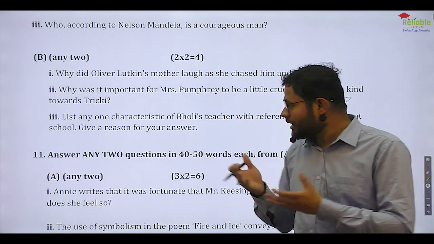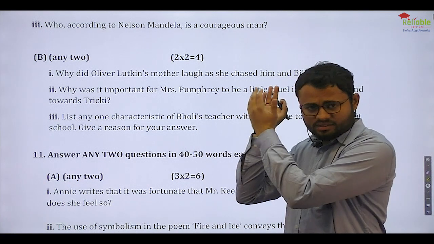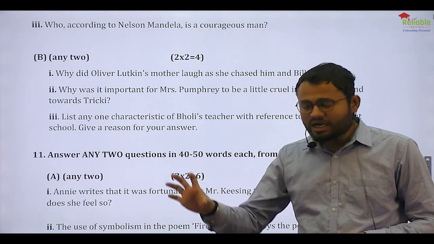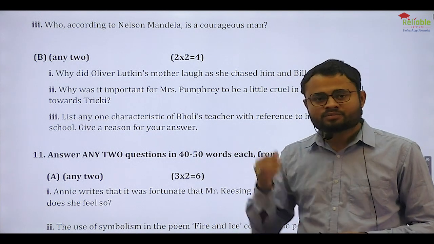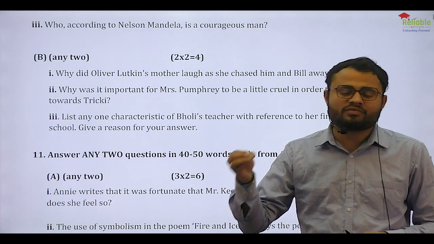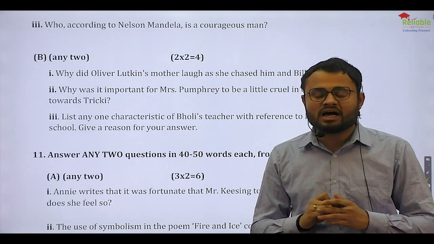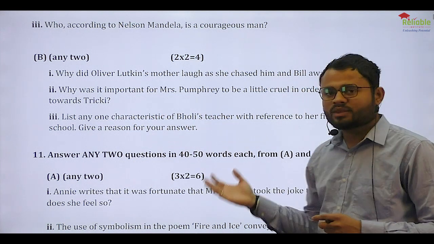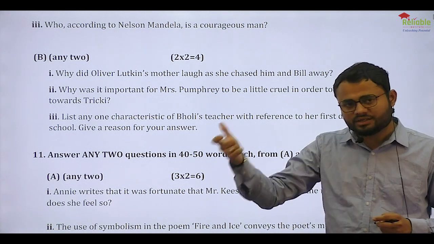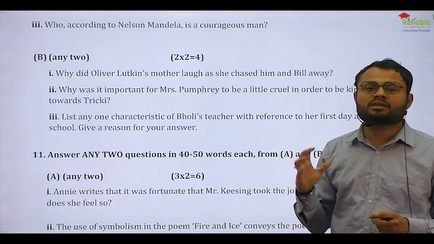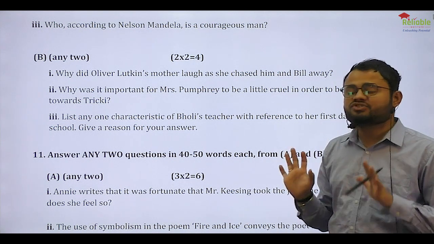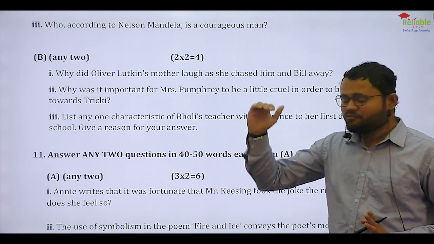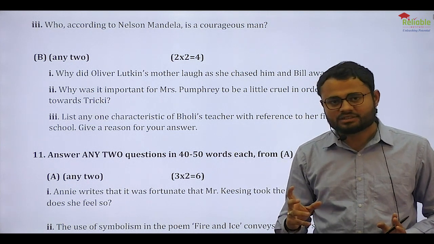If you study the literature chapters, then you might have an idea of the probable questions from each chapter. In every chapter there are some questions which are most probable from the examination point of view, because those questions are, we can say, the soul of that chapter, like this one: list any one characteristic of Bholi's teacher. The chief protagonists in this are Bholi and her teacher. The teacher has played a very important role in changing Bholi's life, so it becomes of great importance, and that's being asked in the paper as well. In every chapter there is going to be a flavor of questions that you need to work upon.